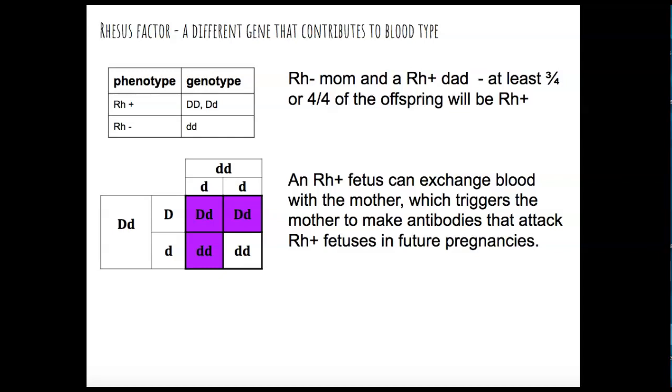And this is important because an Rh positive fetus can exchange blood with the mother. And so if the mother is Rh negative, it triggers the mother to make antibodies that attack Rh positive fetuses in future pregnancies. So there's a shot called a RhoGAM shot that will be given to the mother to keep the fetus safe so that the mother's body does not attack that fetus for having a different antigen in its blood than the mother does.